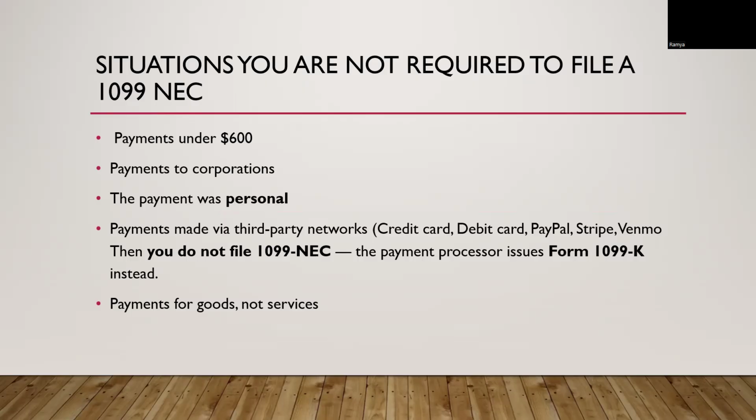This is an important point. Payments made via a third party, like if you're using a credit card or debit card, or if you paid through PayPal, Stripe, or Venmo, then these payment processors also track these payments and will be filing Form 1099-K for all the transactions processed through their system. So they will issue a 1099-K. In those situations, you are not required to file a 1099 NEC. And if you do, you're basically duplicating the income for the subcontractor. So make sure you're not filing a 1099 NEC for any payments made through a third party network.